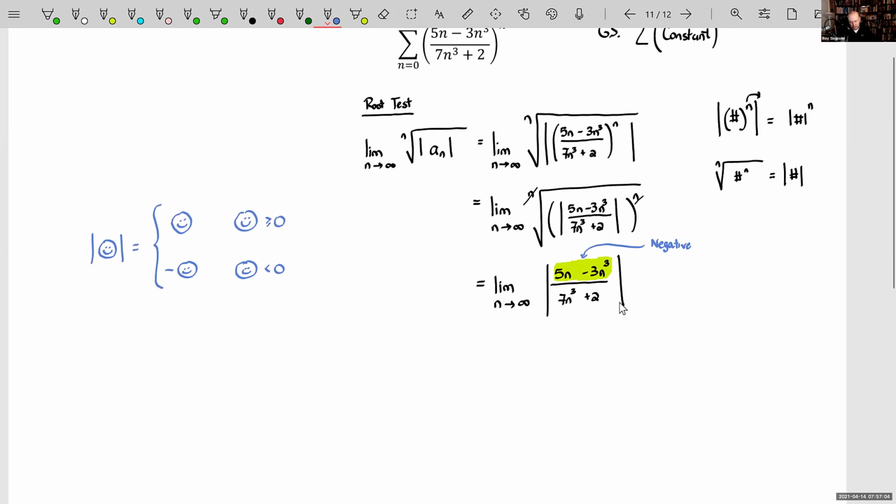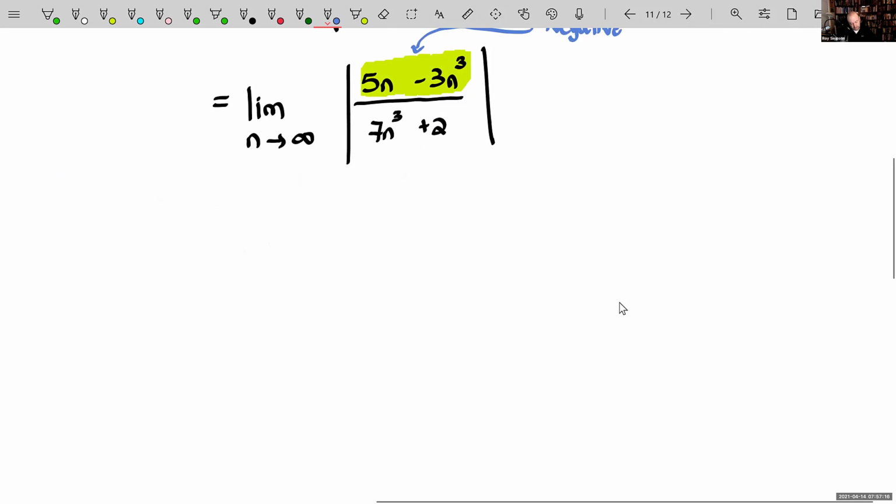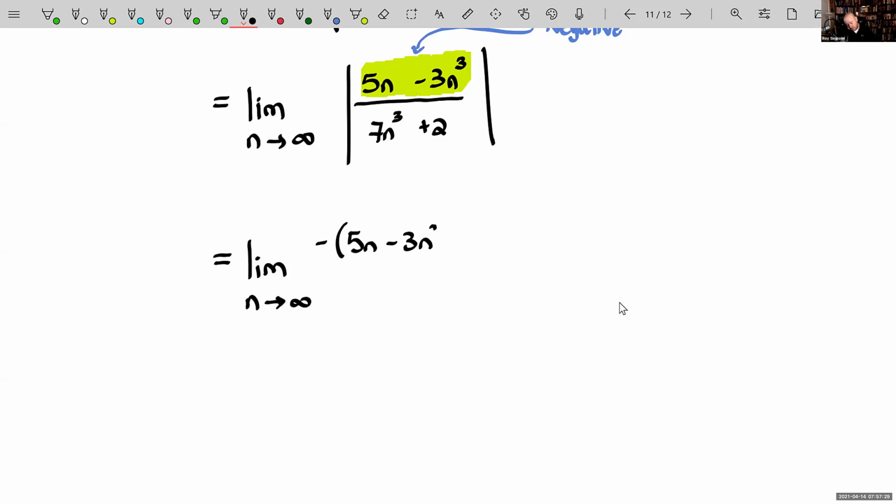So that highlighted piece there is negative as n goes to infinity, and I'm taking its absolute value. I can remove the absolute value, but I have to force that numerator to be positive by taking its opposite. It's kind of an algebra review, but it's kind of nice to see. So I'm going to go ahead and rip off the absolute value, but force that numerator to be positive by taking the opposite of that numerator. The denominator is positive, so I don't have to worry about that.